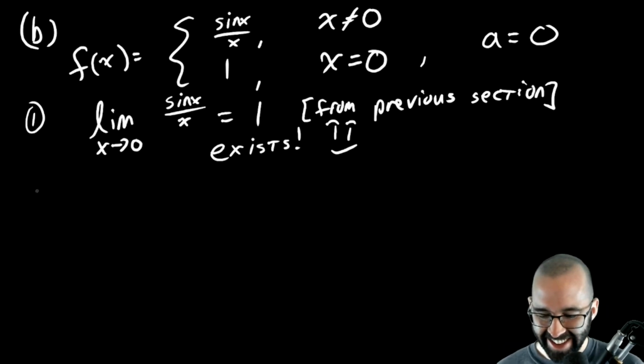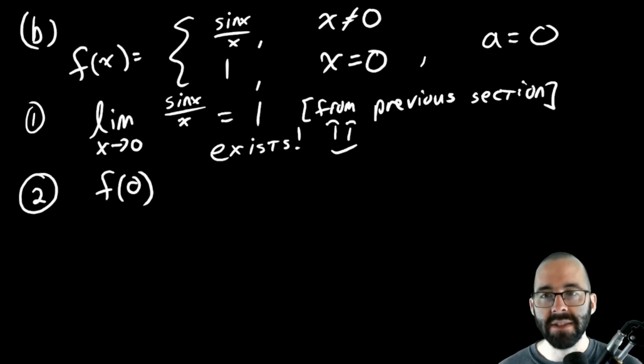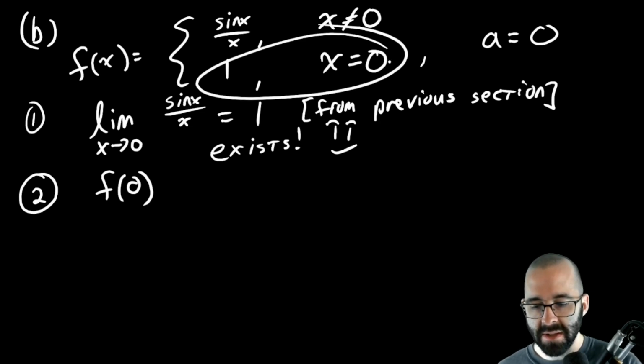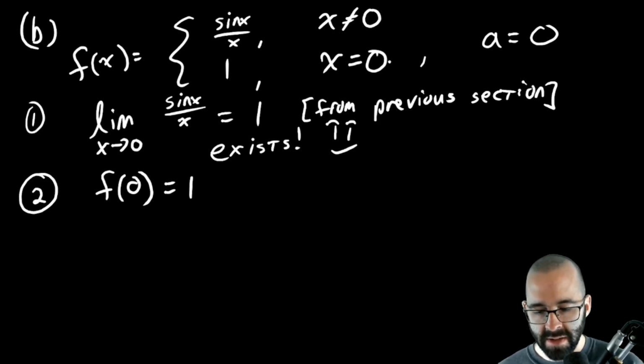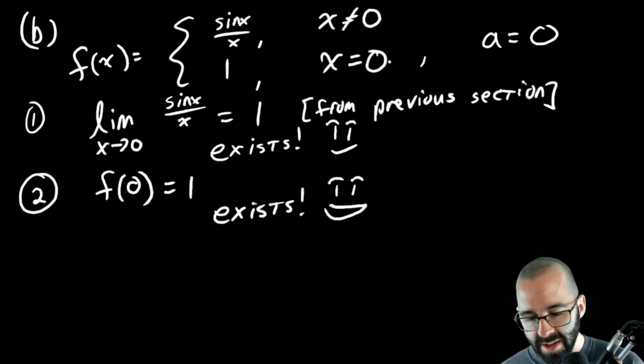So the next thing we have to do is, does the function value exist? Well, this is a piecewise function. When x is equal to 0, what piece do we use? When our input is equal to 0, we use this piece. This function value is equal to 1. Huh. That exists too.